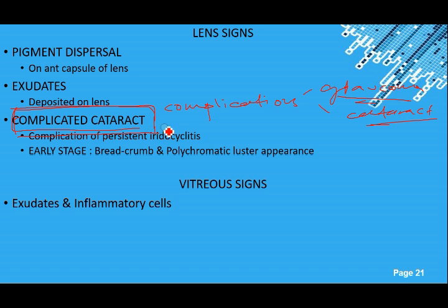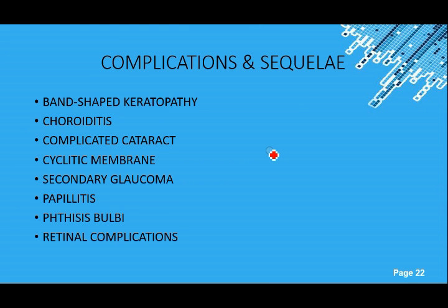What happens is there's a lot of deposition of exudates and pigments, and you get a breadcrumb appearance. Remember this, breadcrumb appearance, a common MCQ. Breadcrumb appearance is a complication of iridocyclitis. Okay, that's about it. Then move on to complications.